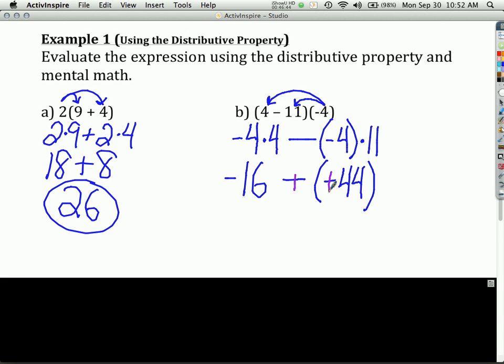I mean, what does it really mean? 44 positives and 16 negatives. It really means 44 minus 16. So what do we end up with, Amaya? 22. Not 22. You're in the ballpark. Christopher? 28. You got 28.